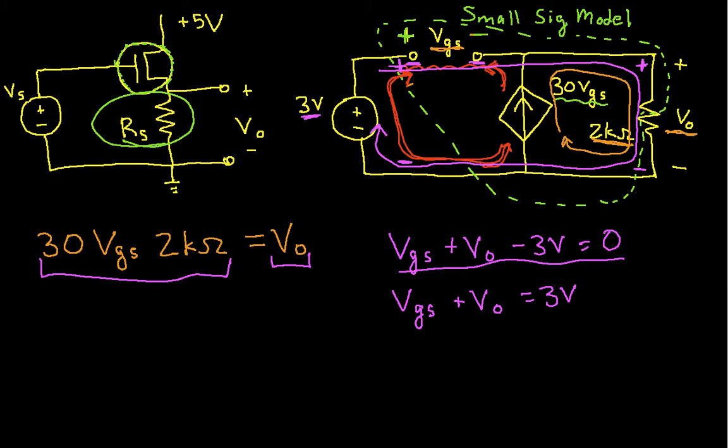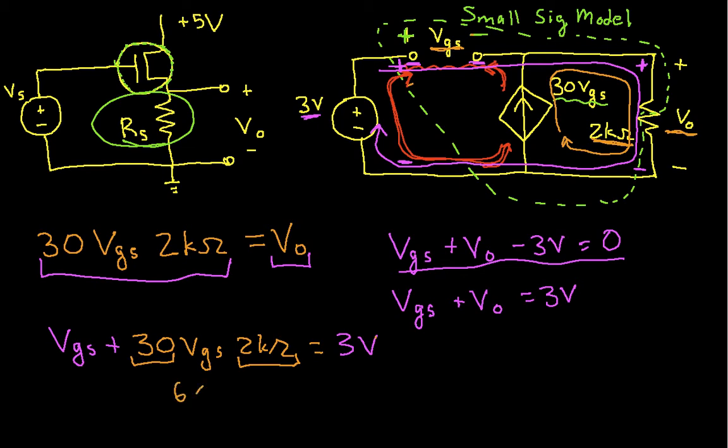I have VGS plus 30 VGS times 2K ohms is equal to 3 volts. Now I can simplify this. I have 30 times 2K ohms. That's basically 30 times 2,000, which is 60,000, 6 times 10 to the 4th.